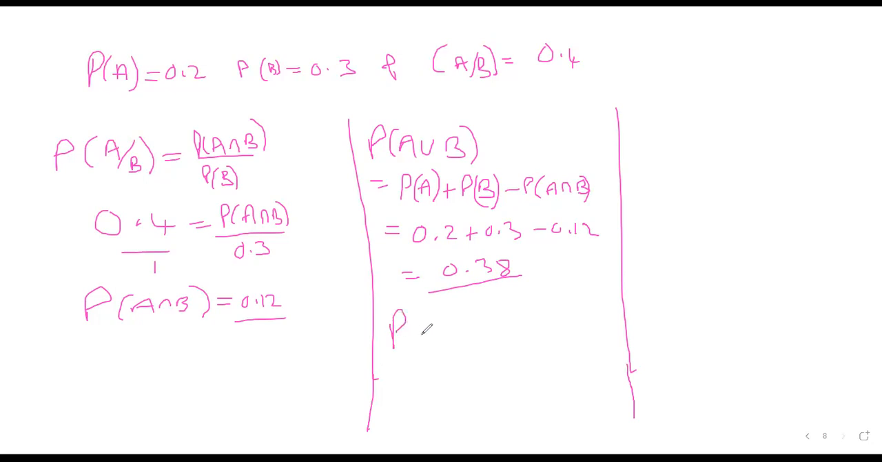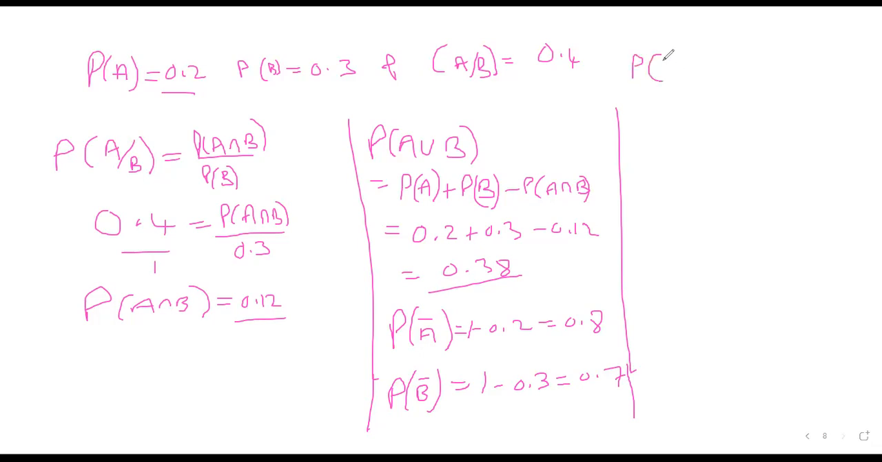What is the complement of A and the complement of B? The complement of A will be 1 minus 0.2. 1 minus A itself is the opposite of this one, so they should add up to 1. What are you getting? 0.8. What is the complement of B? 1 minus B itself, 1 minus 0.3, which is 0.7.